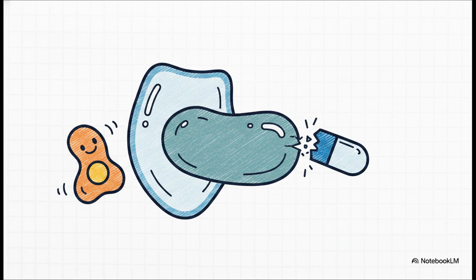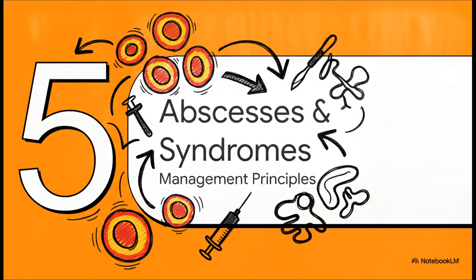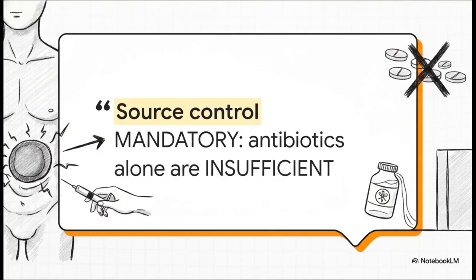If you're treating an intra-abdominal infection, you have to deliberately pick an antibiotic that covers B. fragilis. We're talking metronidazole, piptazo, or carbapenem. Moving into our final stretch, abscesses and syndromes. We need to nail down the management of localized infections.